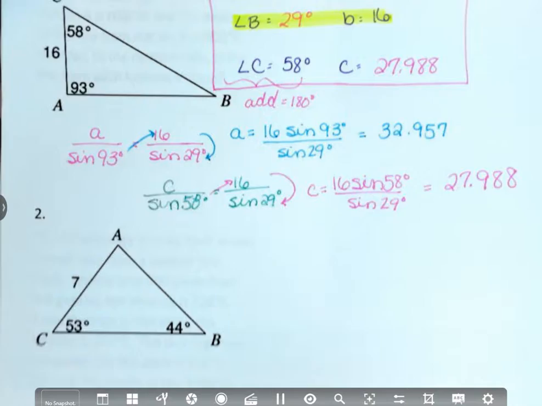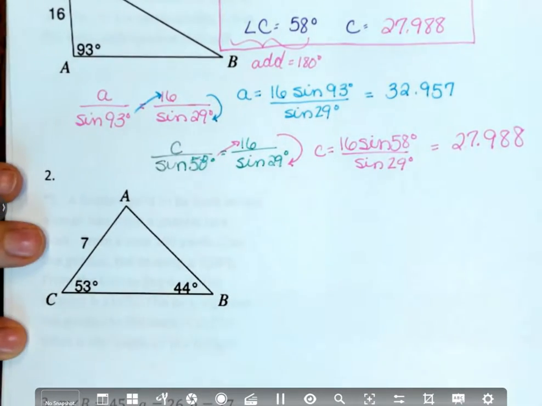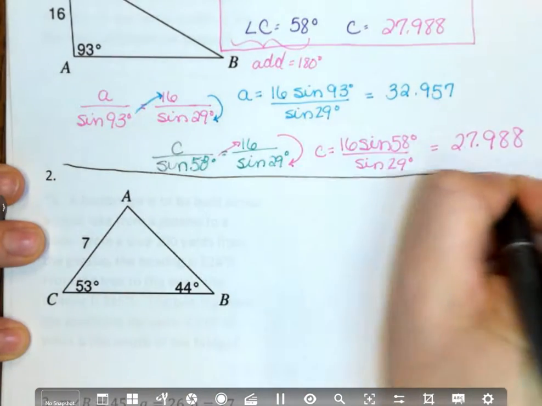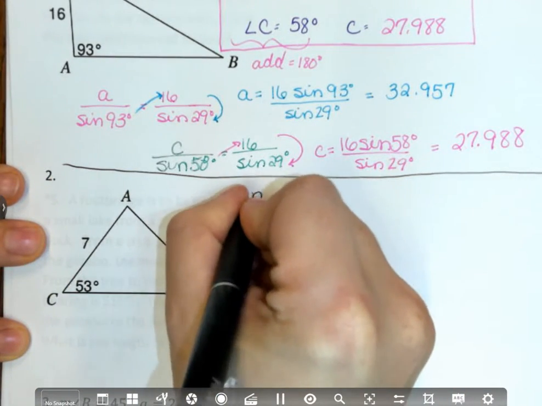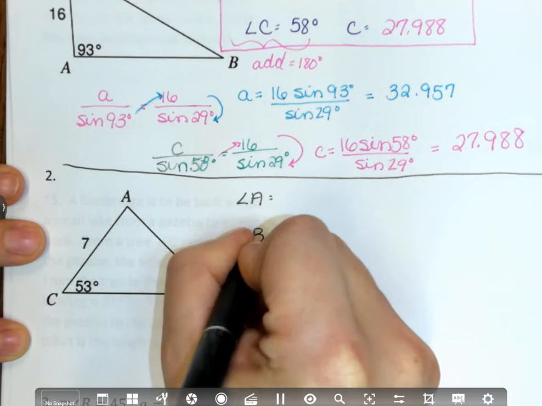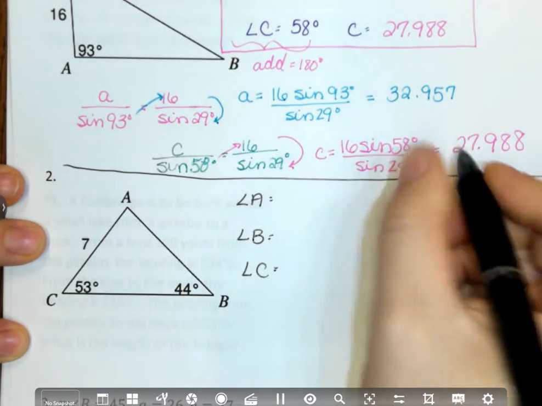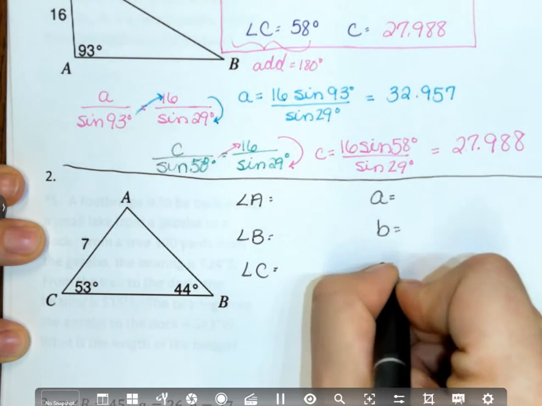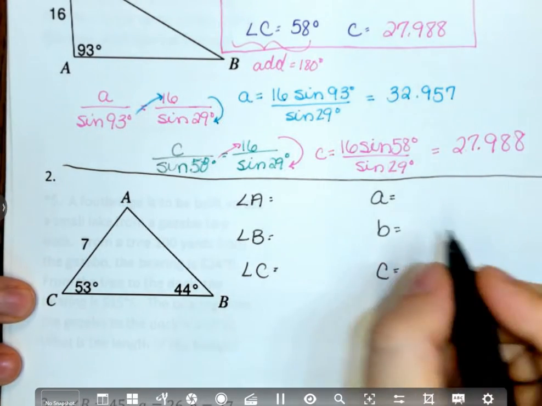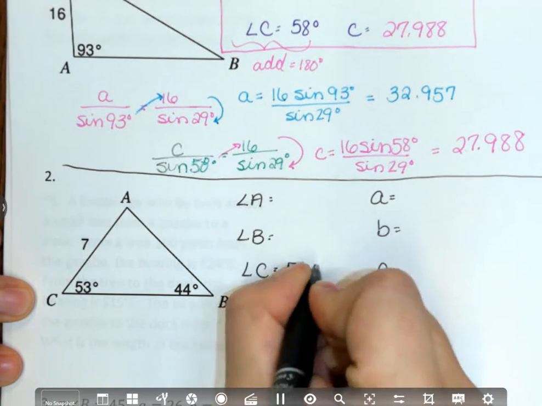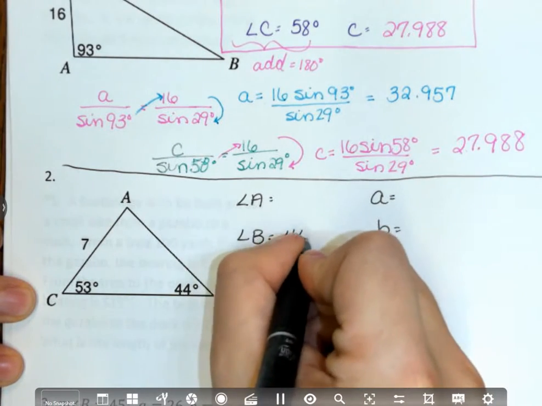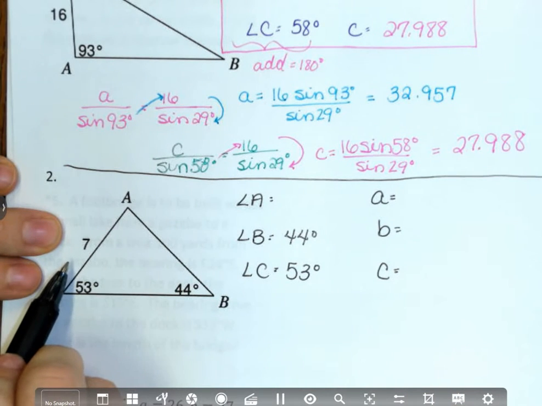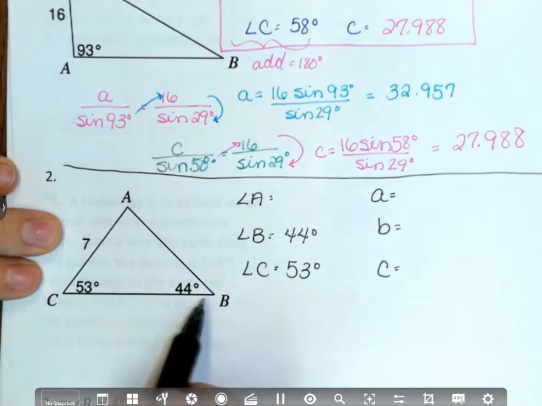So looking at problem number 2. Again, I do it the exact same way. I say, what do I have? I set up everything first, because then I don't look at the picture. I'm given angle C here is 53 degrees. Angle B is 44 degrees. And I'm given, what is 7? Side B.